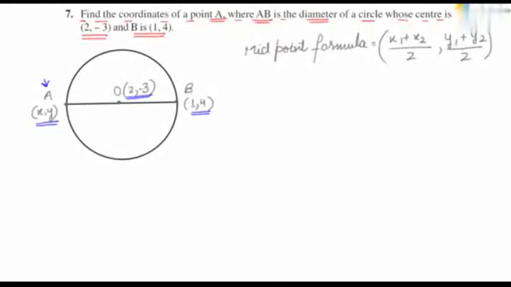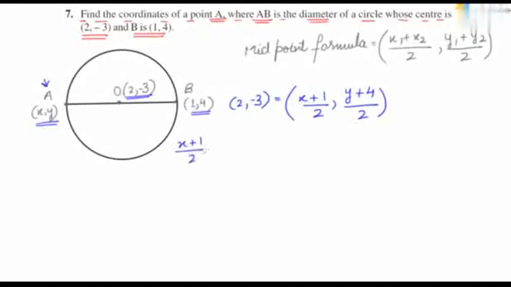So we'll apply the midpoint formula. Midpoint they have already given, that is 2, minus 3, should be equal to (x1 plus x2)/2, that is (x plus 1)/2. Now (y1 plus y2)/2, that is (y plus 4)/2. Now we will just equate the coordinates. So x coordinates, that is (x plus 1)/2 should be equal to 2, and (y plus 4)/2 should be equal to minus 3.